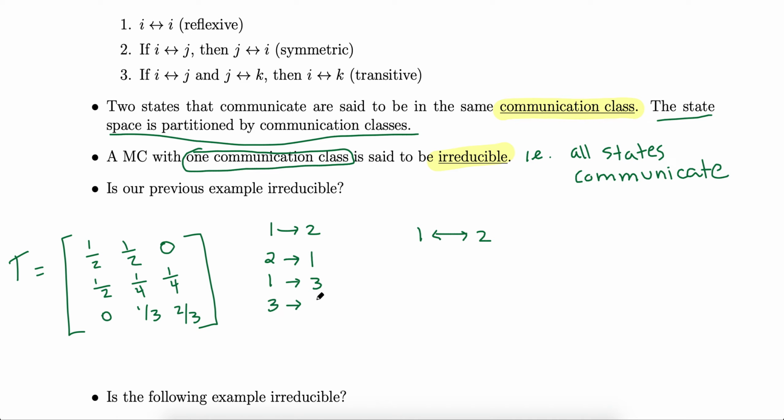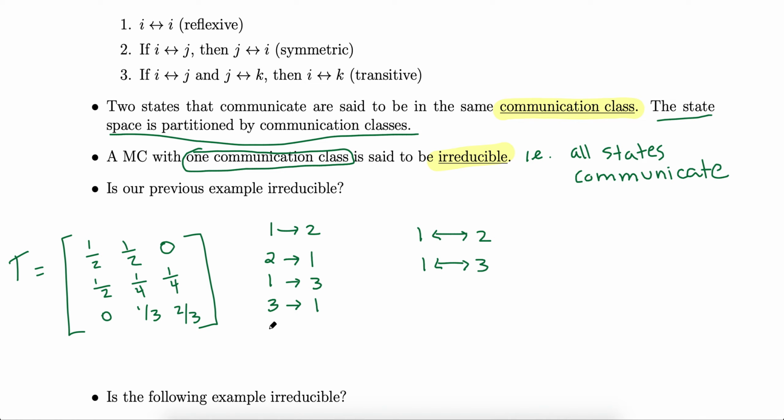What about going the other way? From state 3, can I get back to state 1? I cannot get to state 1 directly in one step. But let's think through it. Can I go in a few steps? From state 3, I could go to state 2, for example. Once I'm in state 2, I can get to state 1. So sure, it does go back the other way. That means state 1 and state 3 communicate. If you want to pause the video for a moment to think about the other option, 2 and 3, go ahead and do that.